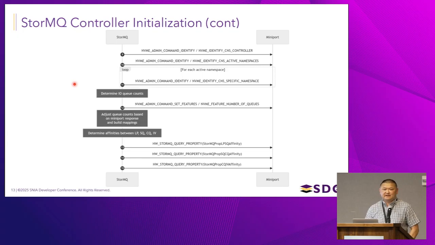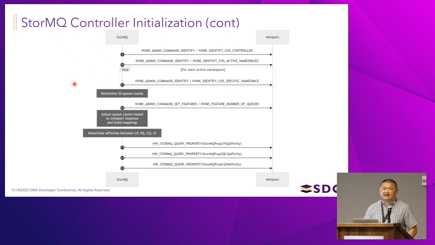The next step is to determine the appropriate number of IO queues to set up. This will again be done through admin commands from NVMe, through the number of queues feature. After we have information about the number of IO queues available for both submission and completion queues, the StoreMQ logic will work on determining the number of queues for both submission and completion that it will create.